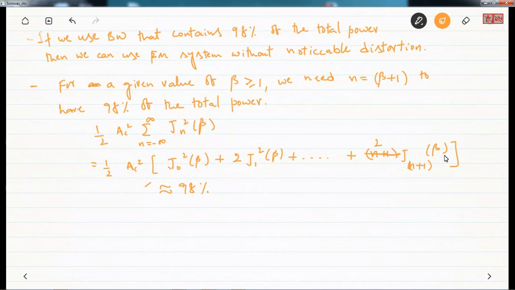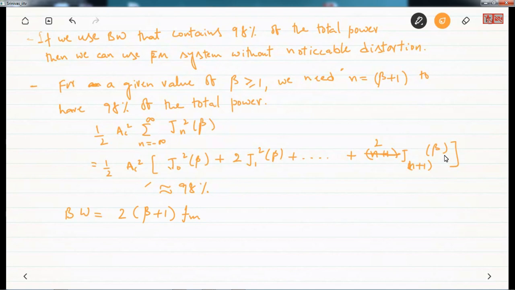So I need to consider n plus 1 side frequencies on the positive side and n plus 1 side frequencies on the negative side, right? So my total bandwidth, I can restrict that to be 2 into beta plus 1 into FM, right?